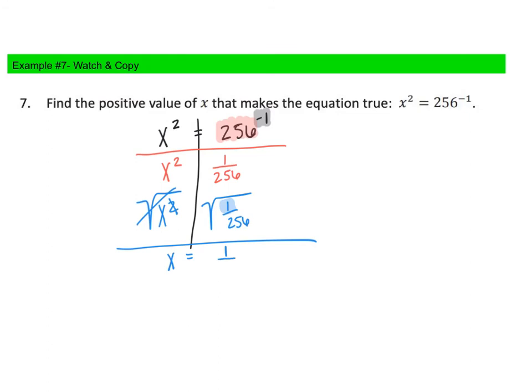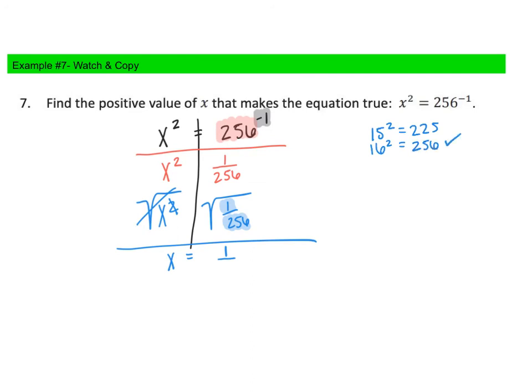Now I'm going to do the bottom. What times what? What squared equals 256? Well, we've been working with this number quite a bit, so we know it's pretty close to 15. So I'm going to start with 15 squared. 15 times 15 is 225. Then I'm just going to move up to 16 times 16, 256.